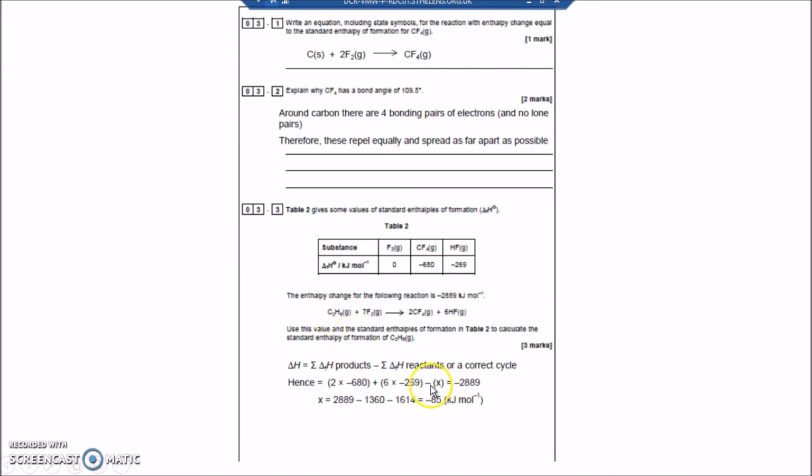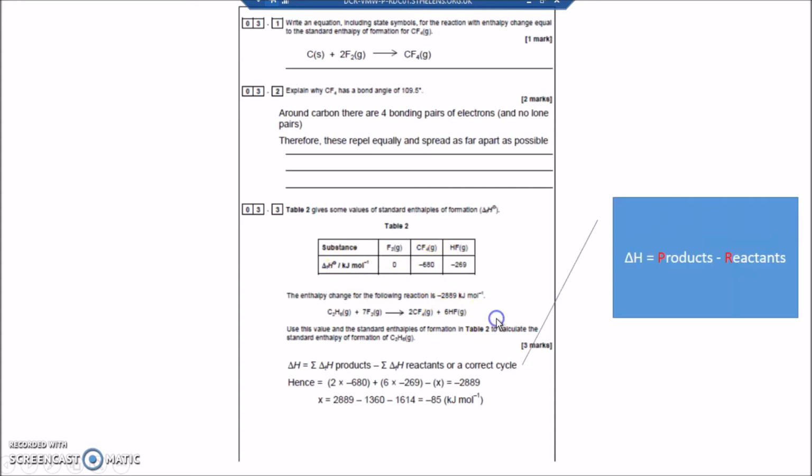C2H6. The easiest way of doing this is minus X, take that across to the other side, it becomes plus X. Minus 2889, take this across to the left hand side, it becomes plus 2889. So X equals plus 2889, take away 2 times minus 680, which is minus 1360. 6 times minus 269 is 1614. X equals minus 85. And it's in kilojoules per mole, because the other values are in kilojoules per mole as well.